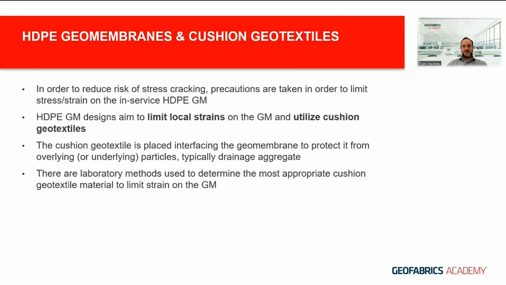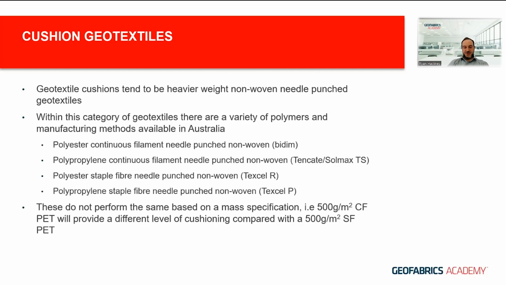And as I say, it's typically in a landfill scenario where you have a drainage aggregate layer plus an overburden stress acting on that, that's imposing the stresses on the liner, which lead to these strains that can potentially stress crack the material. So there are laboratory methods that are used to determine the most appropriate cushion geotextile and limit the strain on the geomembrane, which we will talk about in a few slides' time. So, just a slide on cushion geotextiles as well.